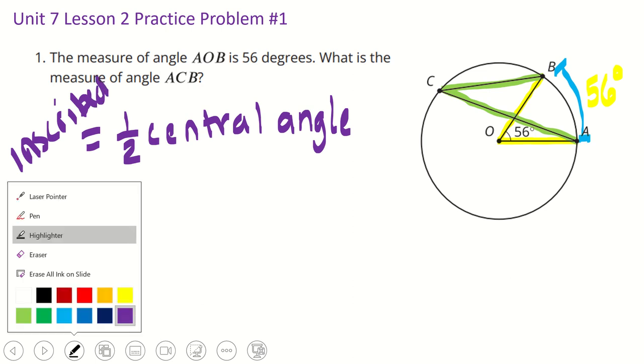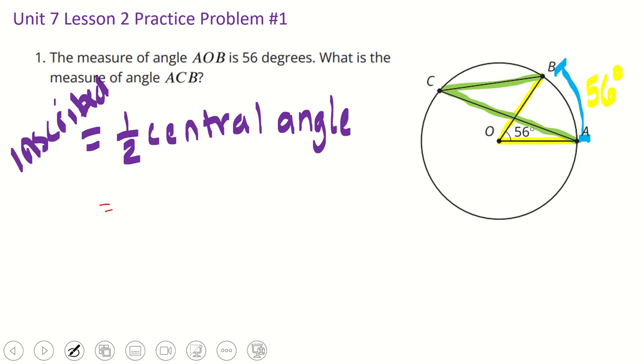Let's go ahead and do some of these calculations. I'm going to do 1/2. I know my central angle is 56 degrees, so I need to figure out what is half of 56. I can do the calculation and see that half of 56 is 28 degrees. So I know that angle ACB, my inscribed angle, has to be 28 degrees.